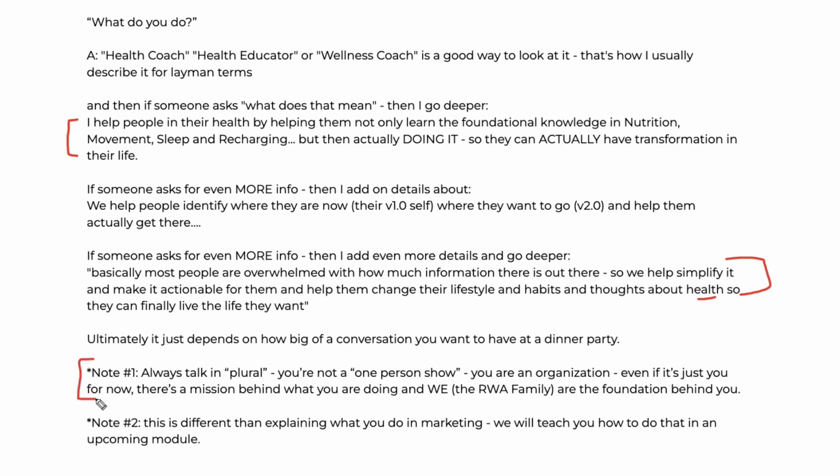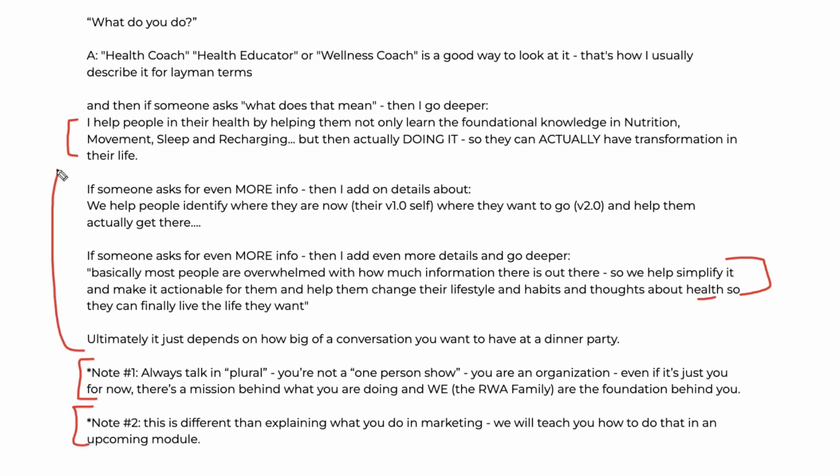But a couple quick notes on this, okay? Note number one is that always talk in plural, okay? You are not a one-person show, you are an organization. Even if it's just you for now, there's a mission behind what it is that you are doing, and we, the RWA family, are the foundation that stands behind you, okay? So when you talk in "we," you talk in plural, you're talking from a more dominant frame. Remember we talked about that in reframing? Yes, very important.